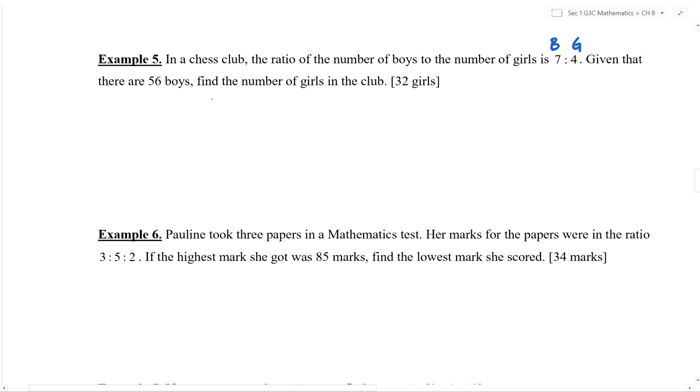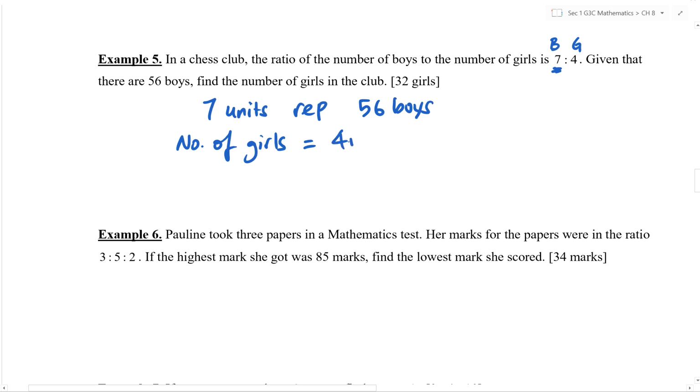Okay, so we can use statements like this. 7 units represents 56 boys. This 7 units over here. Now we need number of girls equals to 4 units. Okay, which is represented by 56/7 times 4, and we get 32.